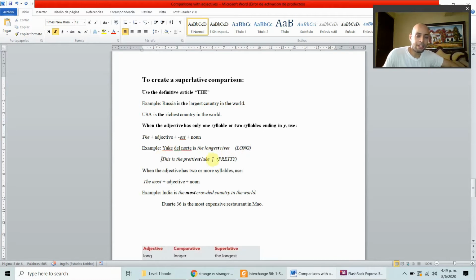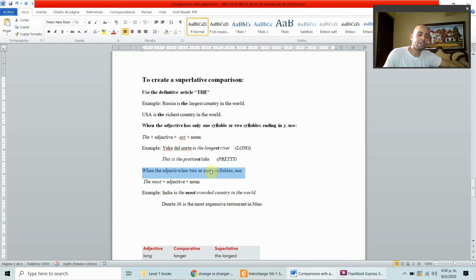This is the prettiest lake. The definite article, pretty modified, est, and the noun. We use pretty.